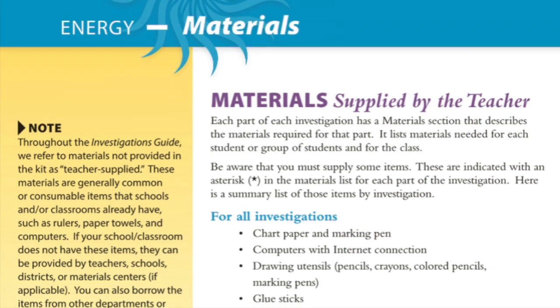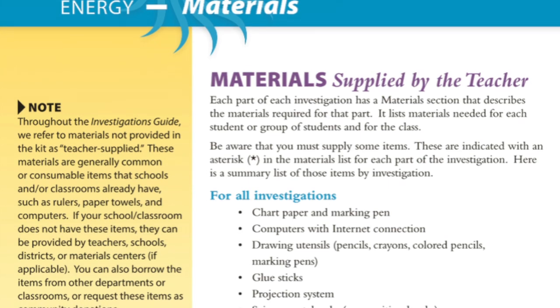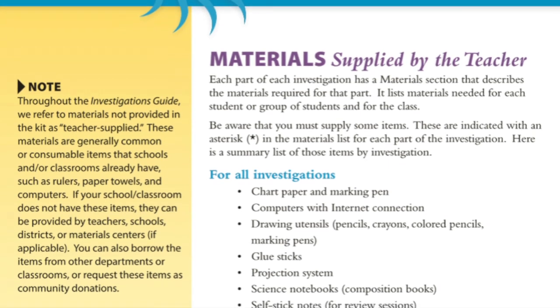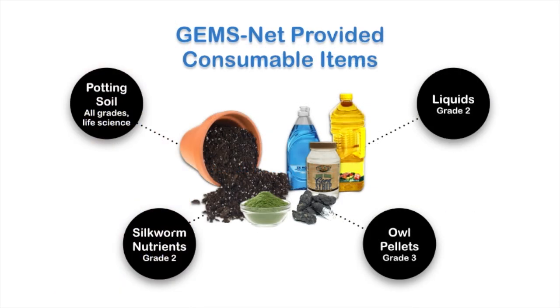there are a few consumable materials that are not supplied, such as apples for mealworm food. While this is still the case, there are a few bulkier and/or more expensive items that GEMSNet will provide, such as potting soil for all life science courses that require it, liquids for solids and liquids bottles in Grade 2, silkworm nutrients for Grade 2, and owl pellets for Grade 3.